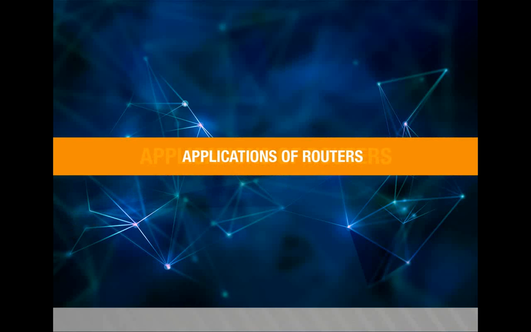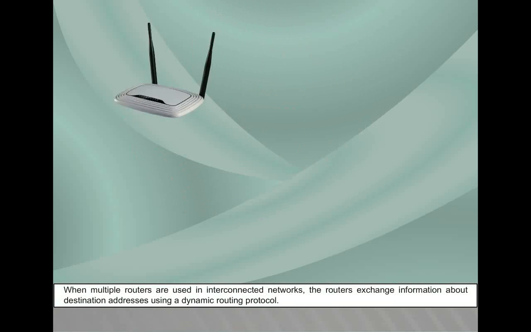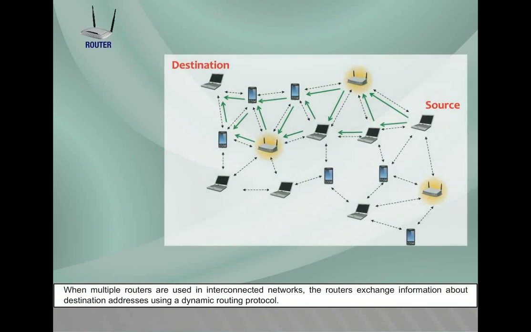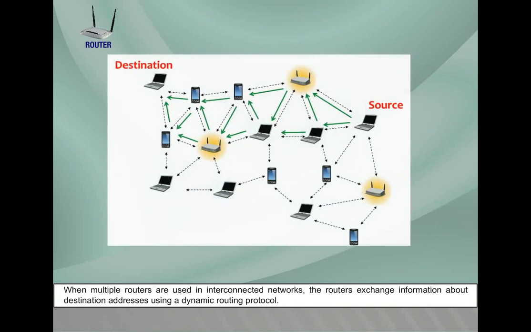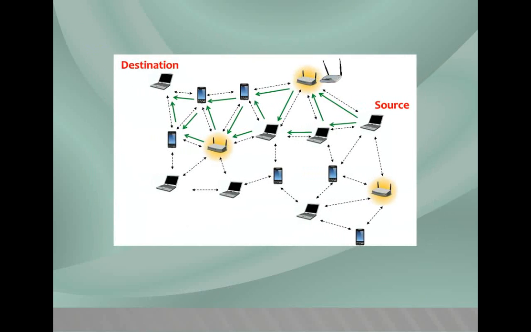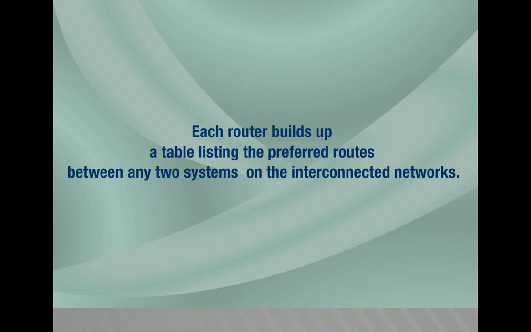Applications of routers. In this video, we are going to learn about applications of routers. When multiple routers are used in interconnected networks, the routers exchange information about destination addresses using a dynamic routing protocol. Each router builds up a table listing the preferred routes between any two systems on the interconnected networks.